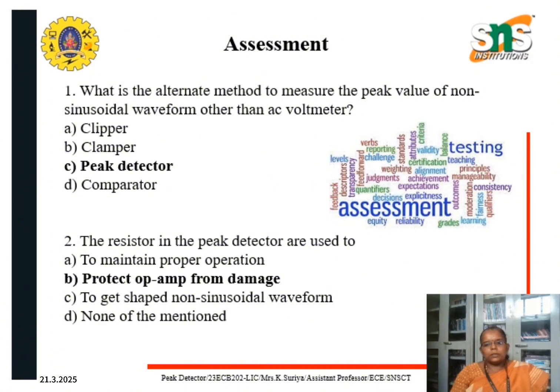Next one: the resistor in the peak detector is used to, the options are to maintain proper operation, to protect the op-amp from damage, to get shaped non-sinusoidal waveform, and none of the above. The answer is the resistor is used to protect the op-amp from damage.